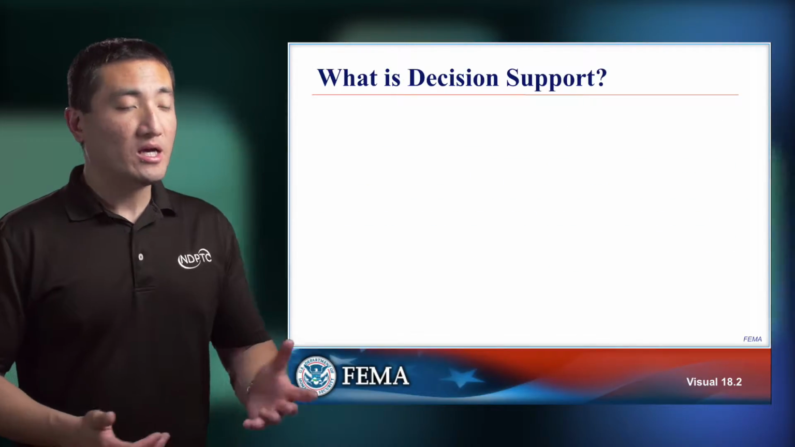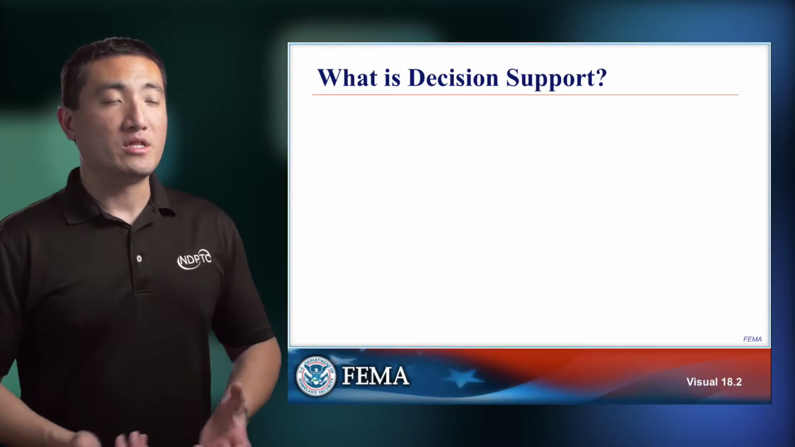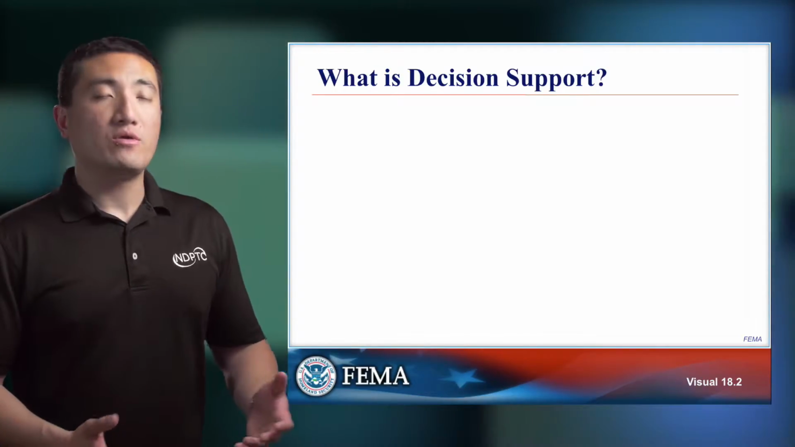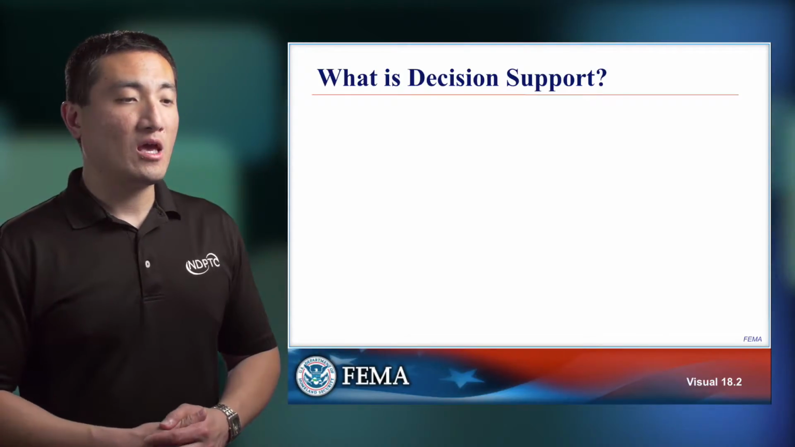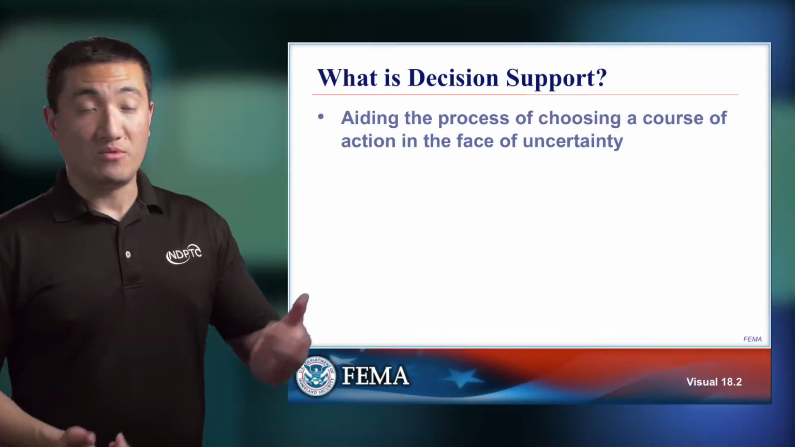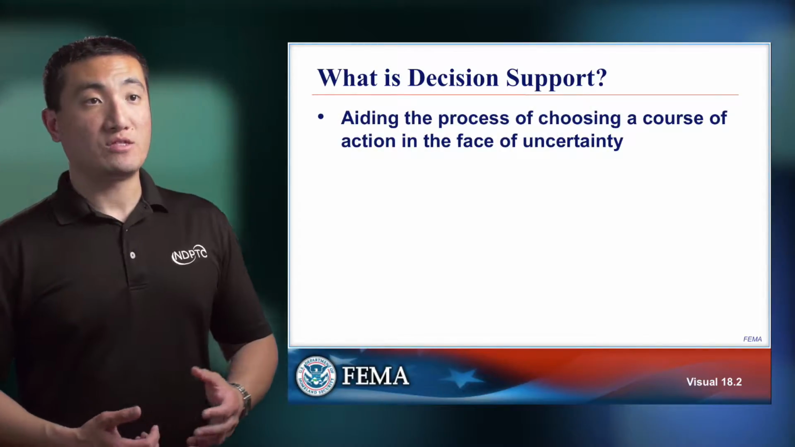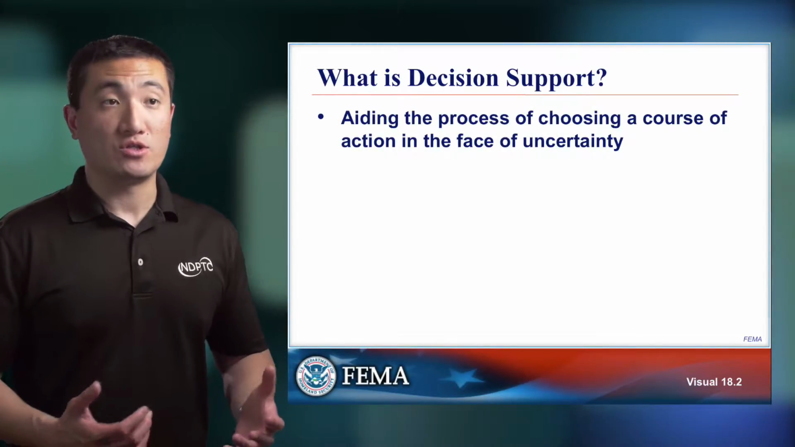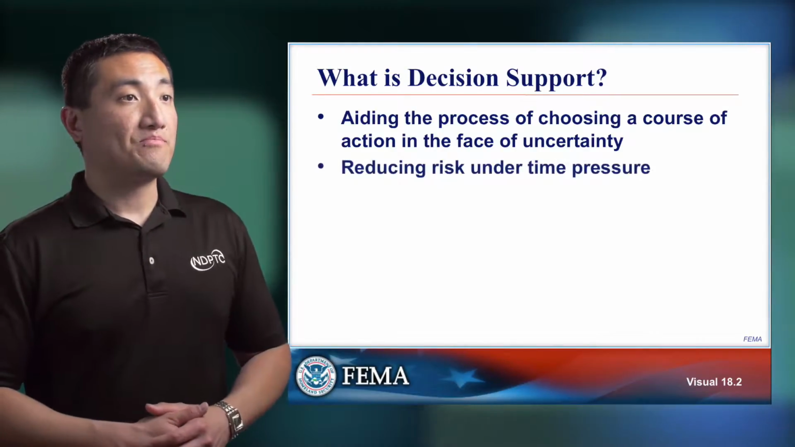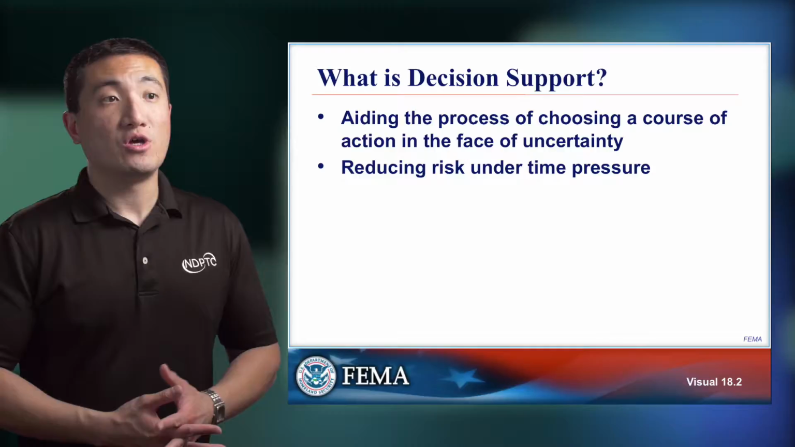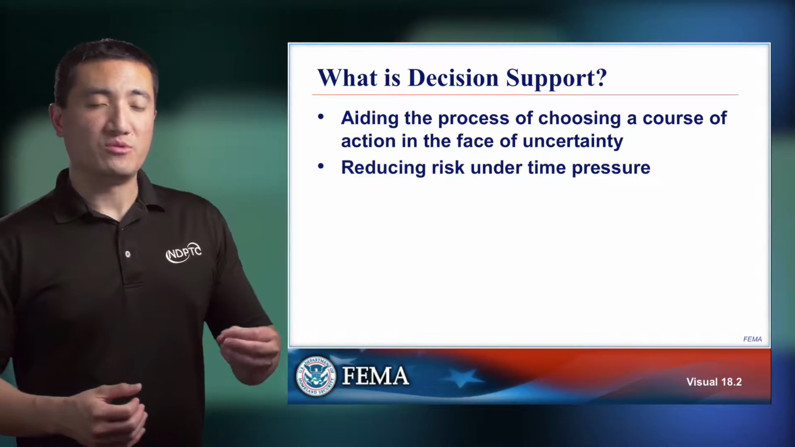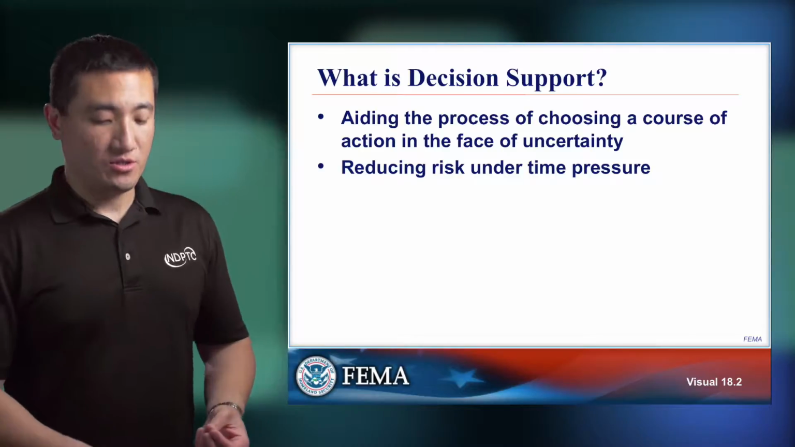This is meant to be a somewhat rhetorical question. Everyone in this course should have a good idea of what this entails, but I'm curious to learn about how this may apply to each of your individual professions. Generally, aiding in the process of choosing a course of action in the face of uncertainty is at play when we discuss decision support. And ultimately, we're trying to reduce risk under time pressure in terms of being effective with decision support.